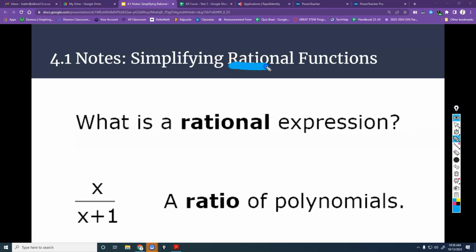With ratio, to the giant marker again, starts with ratio. A rational expression is a ratio of polynomials. It has to have a variable in the denominator. So, for example, something like x over x plus 1 is rational.